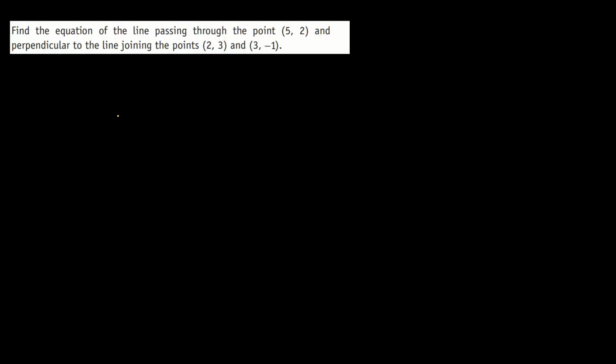Find the equation of the line passing through the point (5, 2) and perpendicular to the line joining the points (2, 3) and (3, -1). First of all, we have two lines here. We have to find the equation of line L1, not L2, L1. But we need to know the slope of L1 before proceeding to find the equation of L1. In order for that, for line 2, we have 2 points.